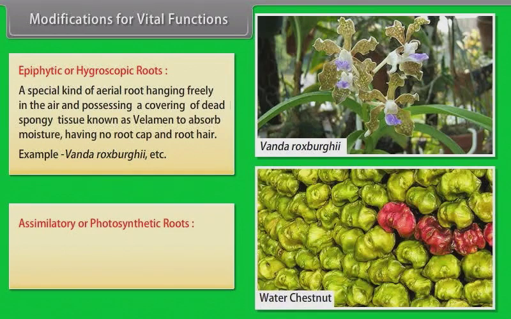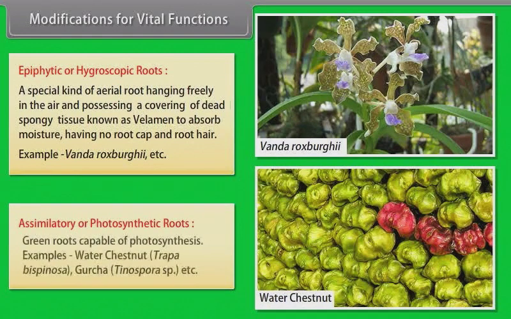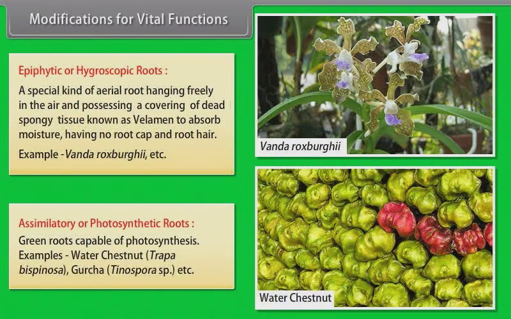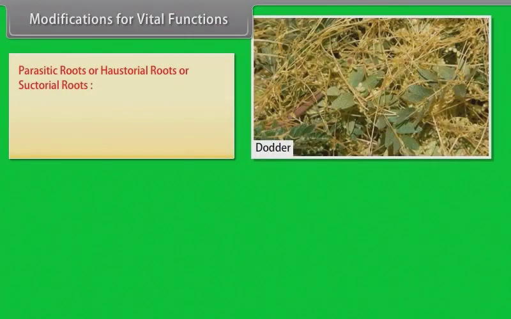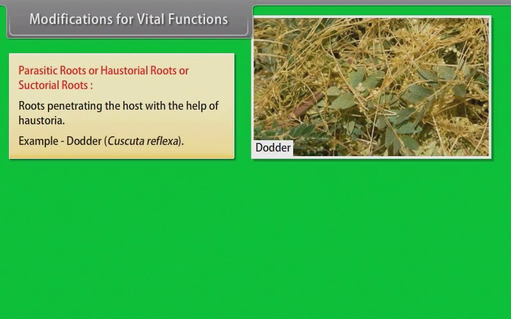Assimilatory or photosynthetic roots. Green roots capable of photosynthesis. Examples, water chestnut, etc. Parasitic roots or haustorial roots or suctorial roots. Roots penetrating the host with the help of haustoria. Example, dodder.